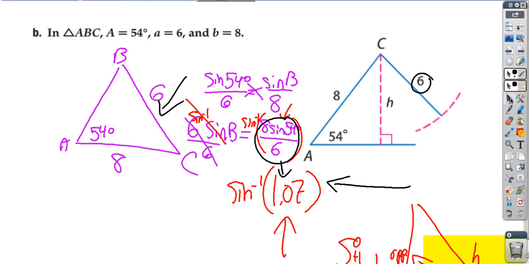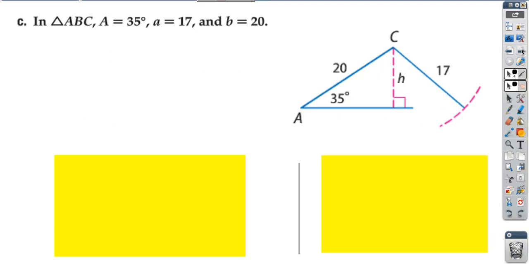Hypotenuse is the biggest. So sine can never be bigger than 1. So the inverse sine of something bigger than 1, that's an angle that doesn't exist. You can't do it. Okay, the last case is this one right here.